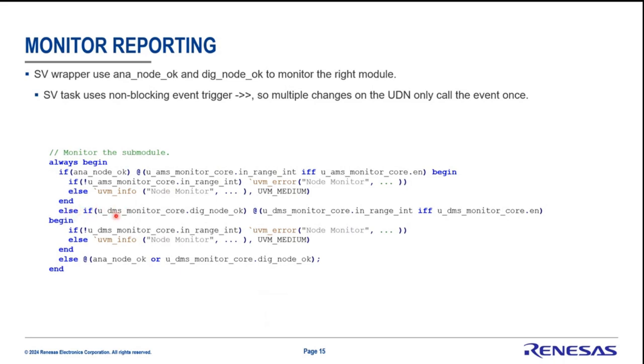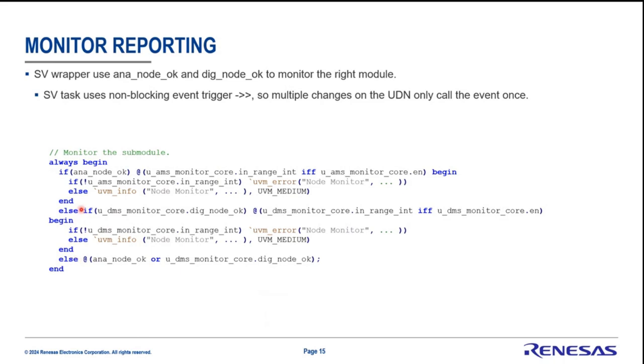Else, if it's a digital node, we would then start monitoring the DMS monitor and the enable. Apologies, that begin should be down there to make it more readable. And then just the same.